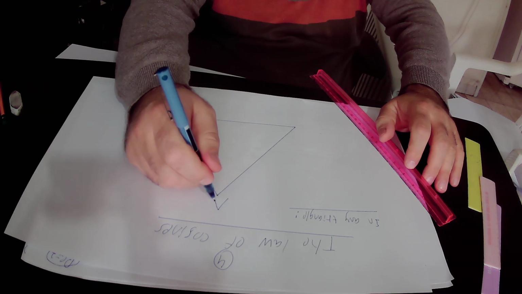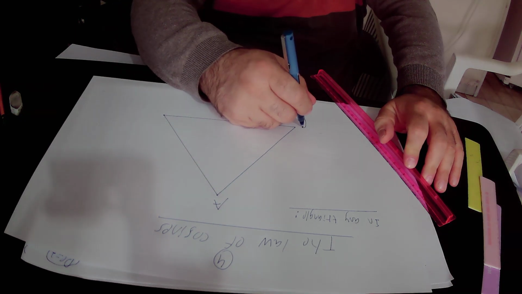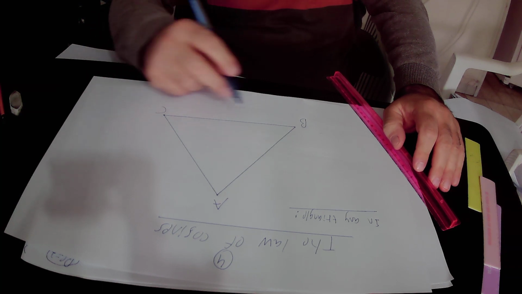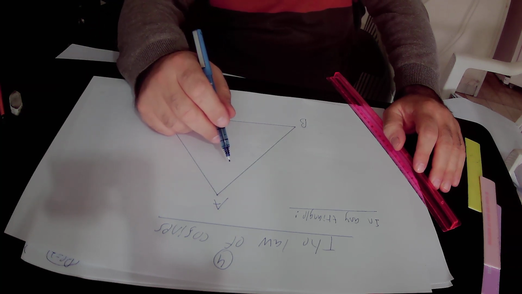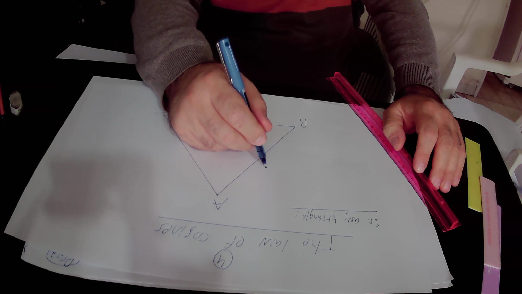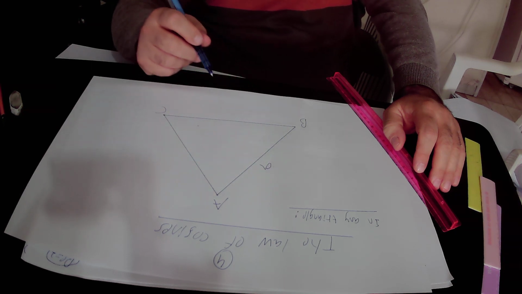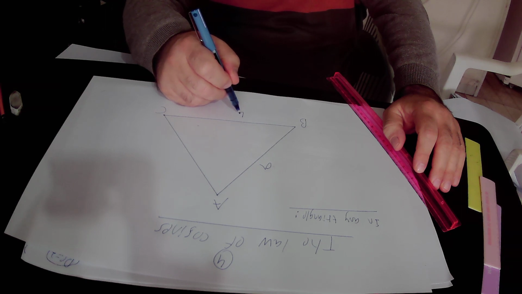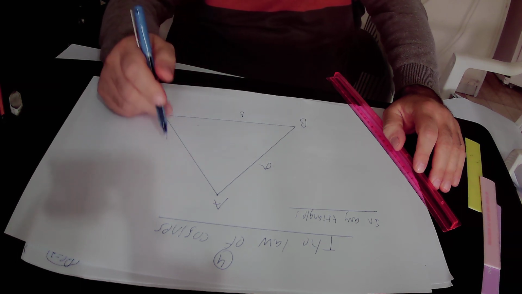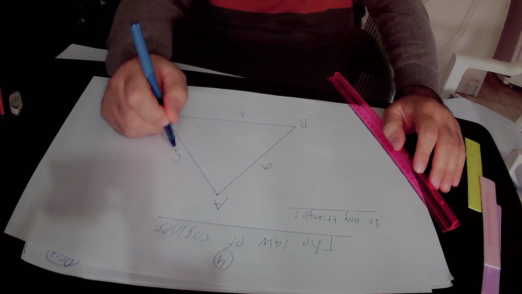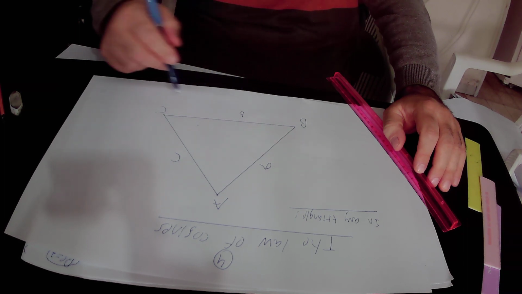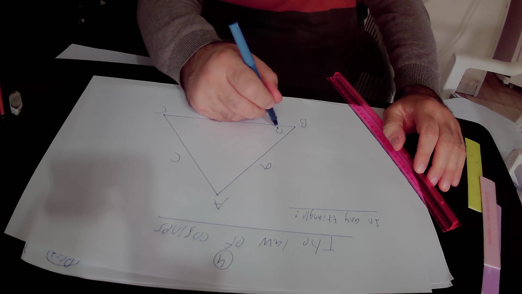This is triangle ABC, that could be any triangle. We know that side AB of triangle ABC equals A units in its length. Side BC of this triangle equals B units in its length. And side AC equals C units in its length. And we also know that the angle between AB and BC is angle theta.